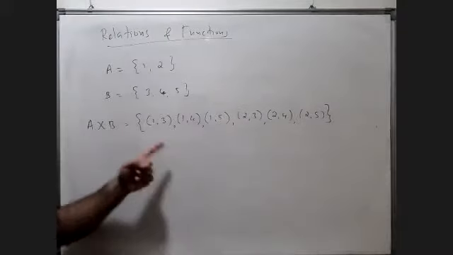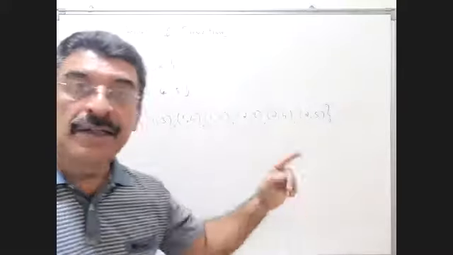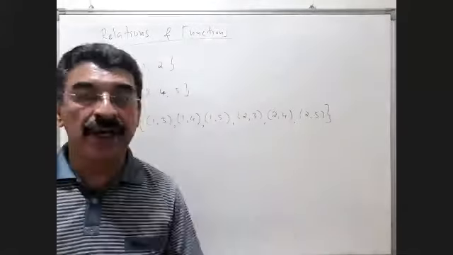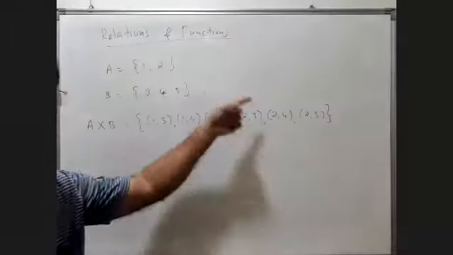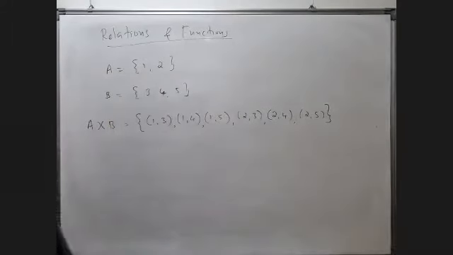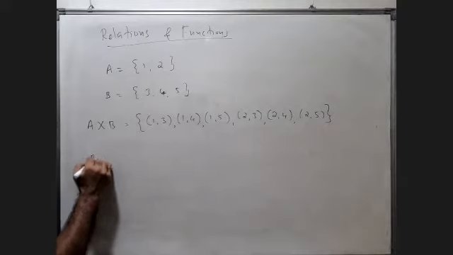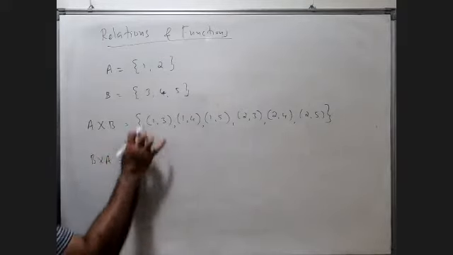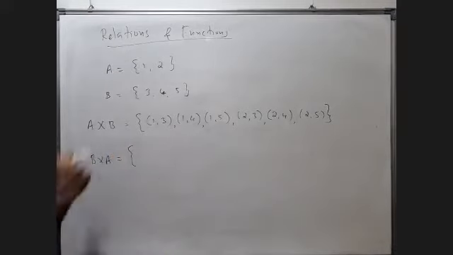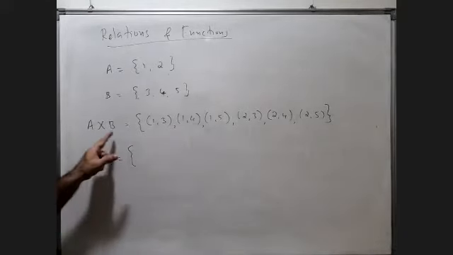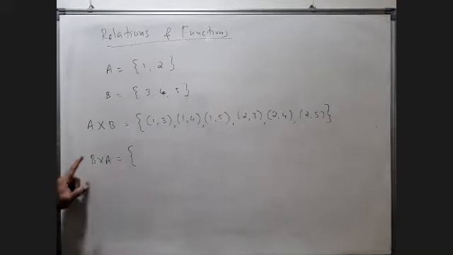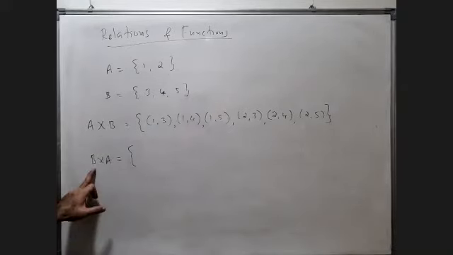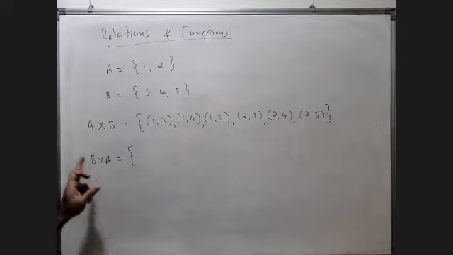The set of all ordered pairs. Here we have taken the set of all possible ordered pairs such that in each ordered pair, the first number is taken from set A and the second number is taken from set B. Whereas when we take B cross A, by definition, the first element has to be taken from B and the second element from A.